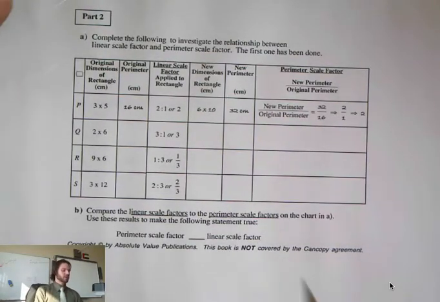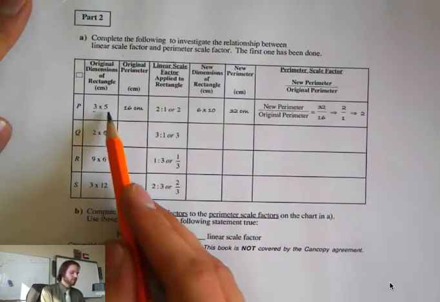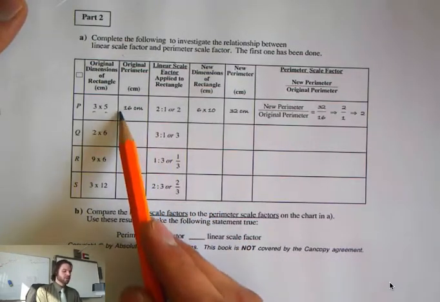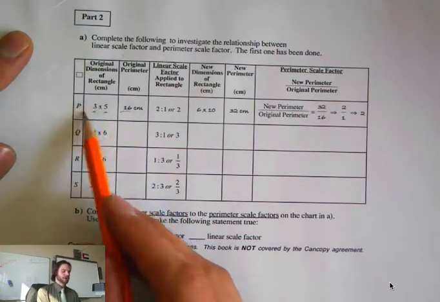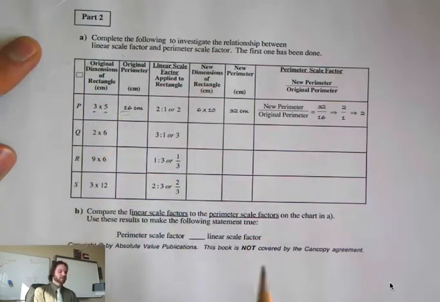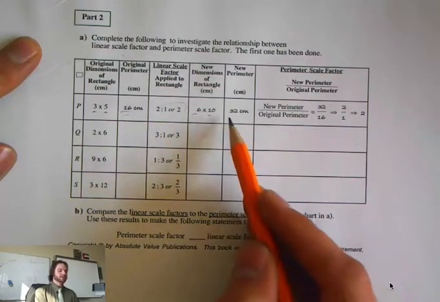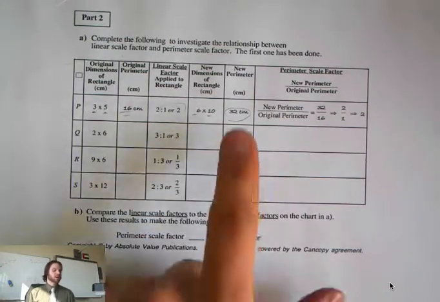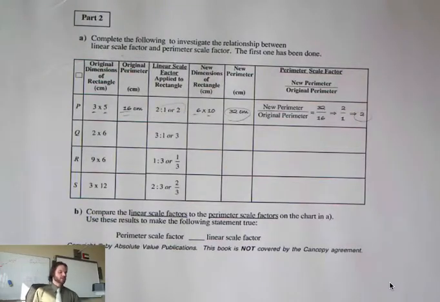So let's take a look at this here. It says complete the following table. Now we start off, we have a 3 by 5 rectangle. And we found the perimeter to be 16 because 3 times 2 plus 5 times 2, because the perimeter is adding all sides, will give us 16. And we have a ratio of 2, so the sides change to 6 by 10, which gives us a new perimeter, 6 times 2 plus 10 times 2, of 32. And we have my scale factor of 2, so let's try the next one.